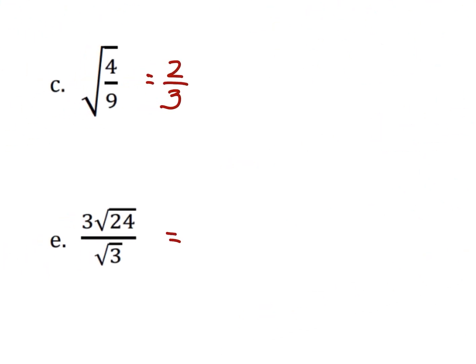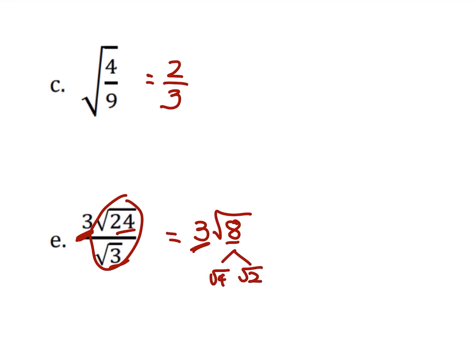Okay, let's go to E. The first thing we want to do is simplify the square root of 24 over the square root of 3. So 24 over 3 is 8, so we have 3 square root 8. Just to make sure you see, that's because of the 24 over 3 that we're getting the 8, and this 3 on the outside is still right here. Now we know that the square root of 8 is going to be the square root of 4 times the square root of 2. I'm going to try and make it a little more clear. So we have the 3 on the outside times 2 times the square root of 2. Our final answer is simply 6 square root of 2.